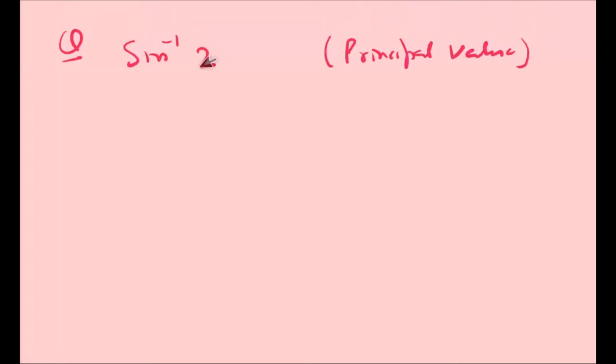Now we know that if this value is greater than 1, so what is the range? We know that this should be between minus 1 and 1. Since 2 is greater than 1, sine inverse 2 is not possible.